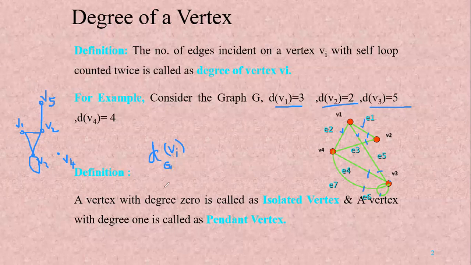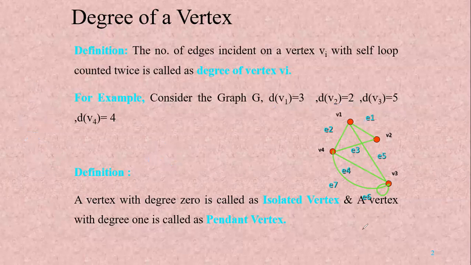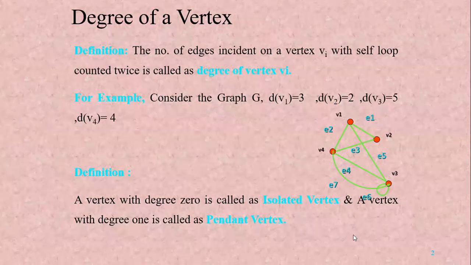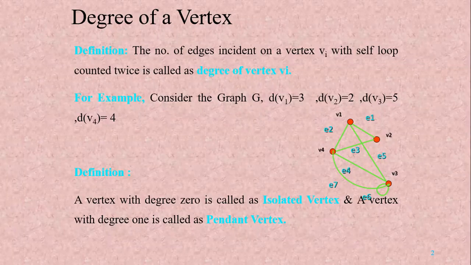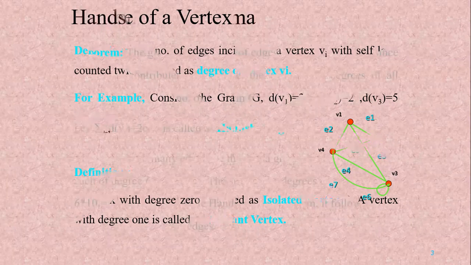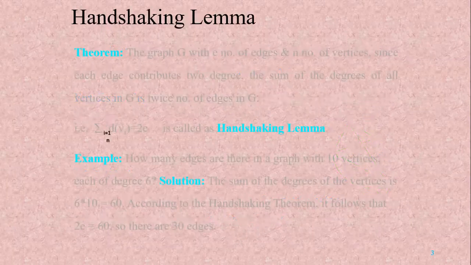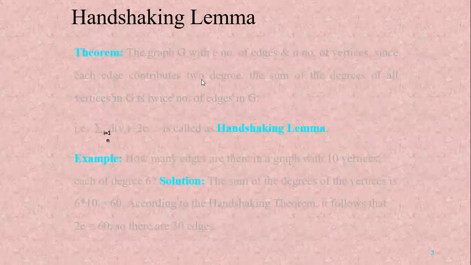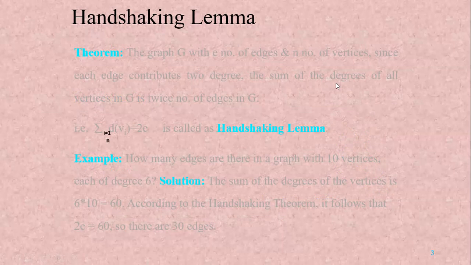Now, using this concept, we can see one theorem. What's the theorem? The handshaking lemma. The graph G with E number of edges and N number of vertices. Since each edge contributes 2 degrees, the sum of degrees of all vertices in G is twice the number of edges in G. This is called the handshaking lemma.